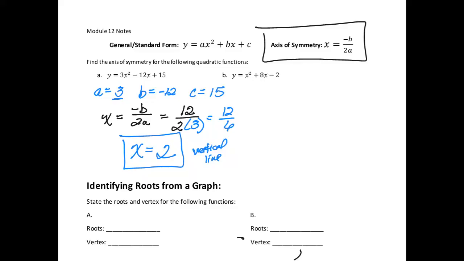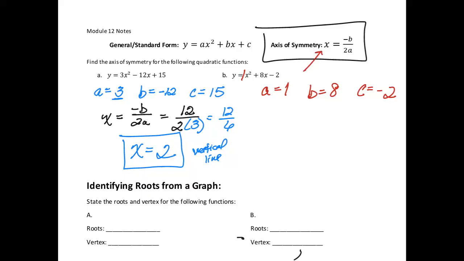Y equals x squared plus 8x minus 2. Ooh, stump the student. What's your A value here? Good, yes. This is 1 understood. That's in front. What is my B value? Excellent. B is 8 and C, ooh, this one might be a little tricky. -2, yes. Good.